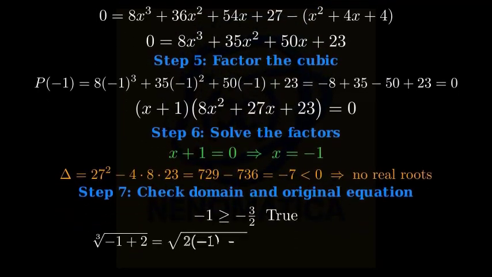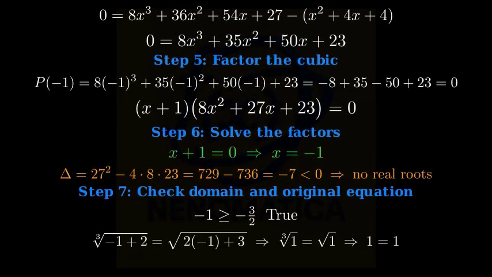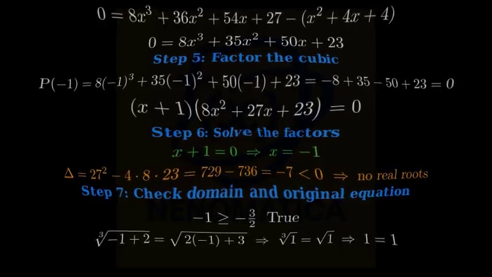Our candidate x equals negative 1 satisfies x greater than or equal to negative 3/2. Substituting back, the cube root of 1 equals 1 and the square root of 1 equals 1, so it works and is not extraneous. In this example, we will solve a nested radical equation exactly following a careful domain first, then algebra approach.